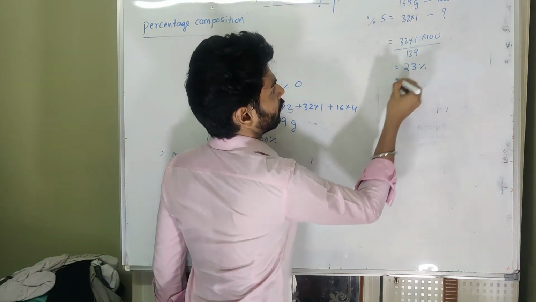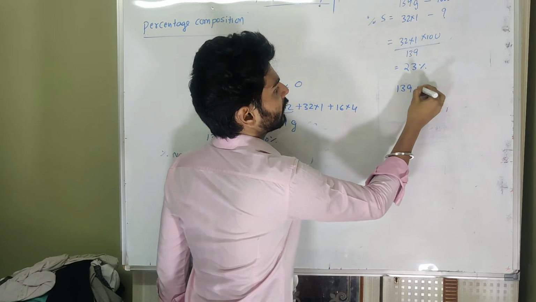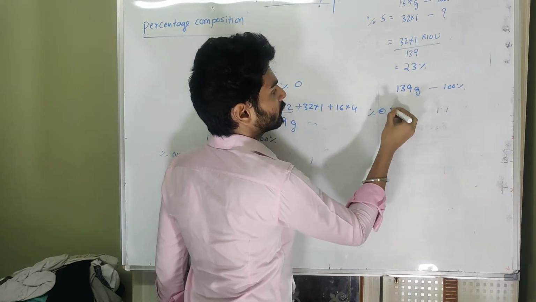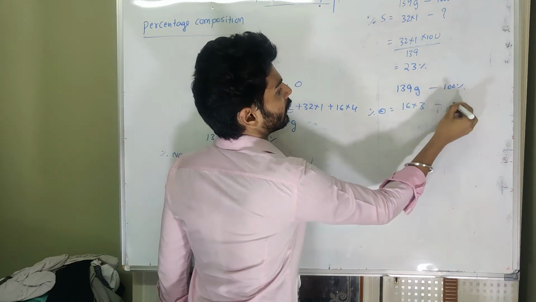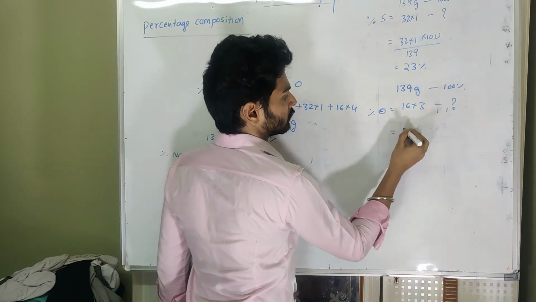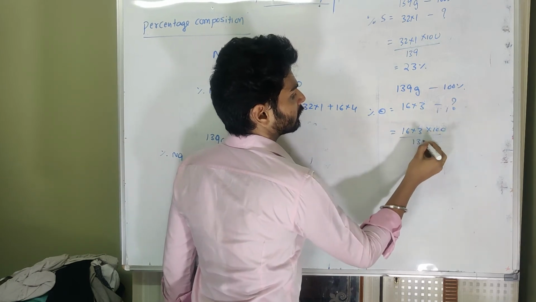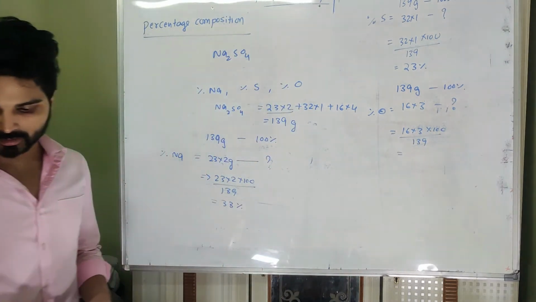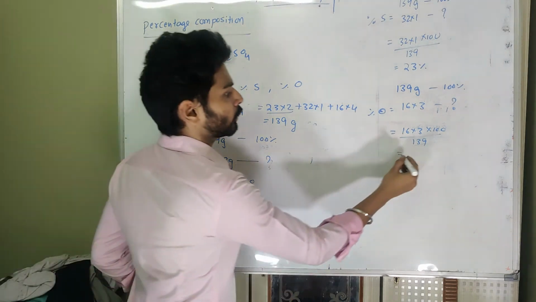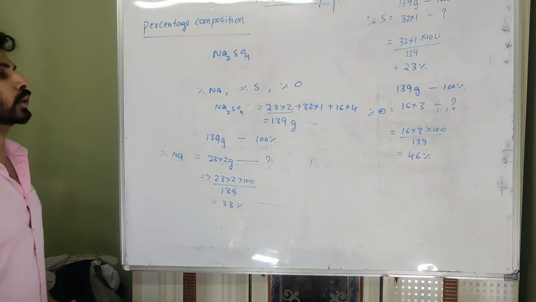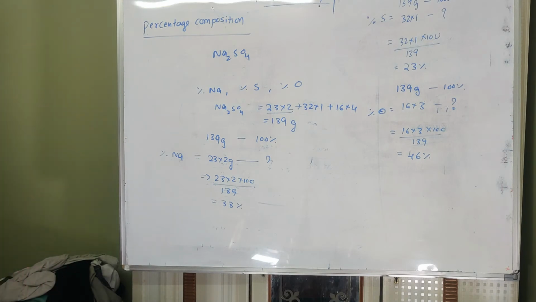Similarly, 139 gram is 100%, and the percentage of oxygen will be 16 into 3 is how much percent? So this is 16 into 3 into 100 divided by 139. If you calculate this, we'll get 46%. So we can calculate the percentage of an individual element in the compound.